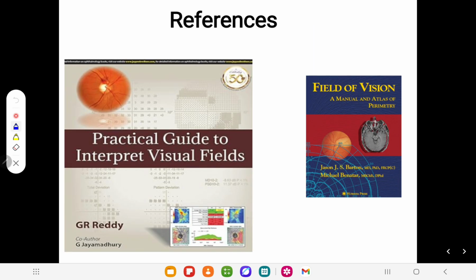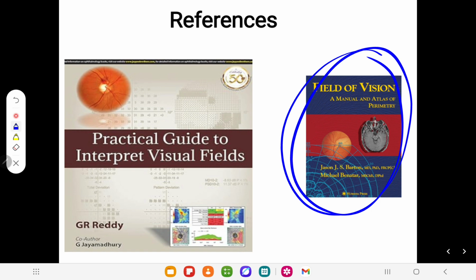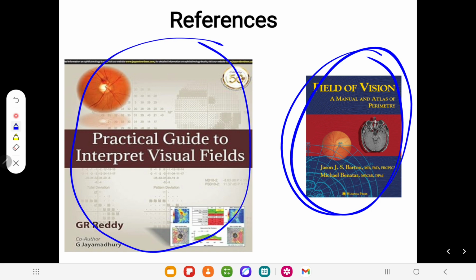Okay, so I highly recommend these two books. I read these books in my bachelor's. This is a great book by G.R. Reddy. Just grab these books if you want to understand visual field. It's very clearly written. My best recommendation will be Practical Guide to Interpret Visual Field by G.R. Reddy. It's a very good book. So I will definitely talk about this book more and more, but be conscious.